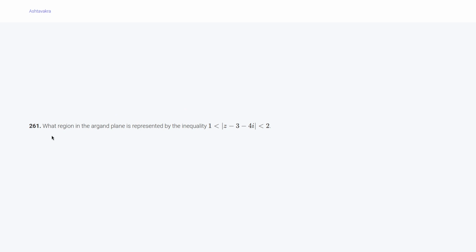So question 261 says, what region in the Argand plane is represented by the inequality 1 less than mod z minus 3 minus 4i less than 2. So z represents in this case the ring between the concentric circles whose center is at 3, 4i having radii 1 and 2. So suppose this is the xy coordinate, then the center is at 3, 4 and one circle is there of radius 1 and another is with radius 2. The ring formed would be the area represented by this inequality.